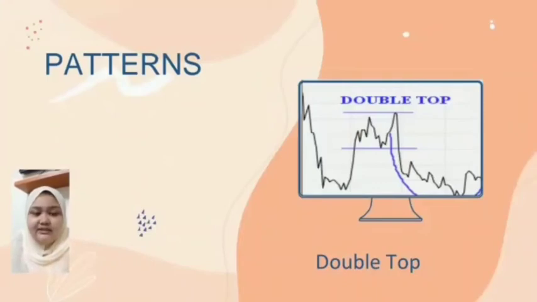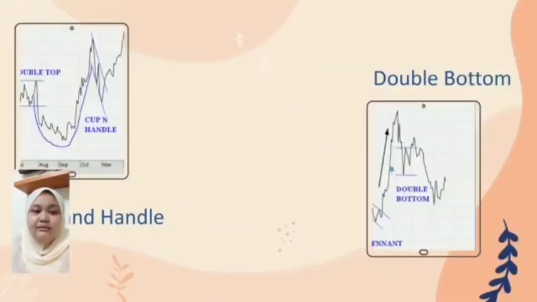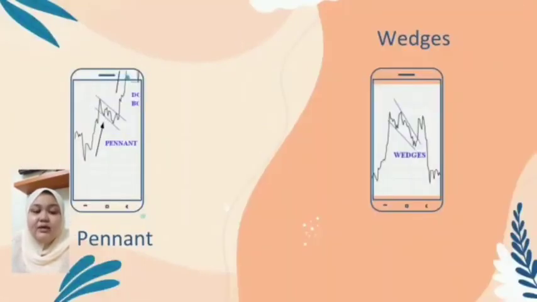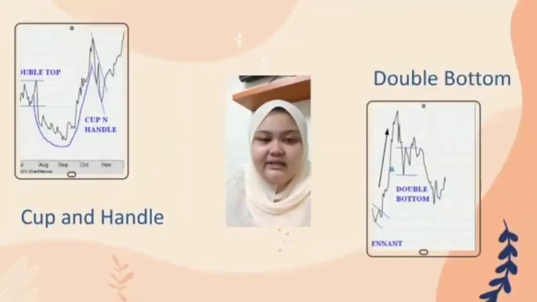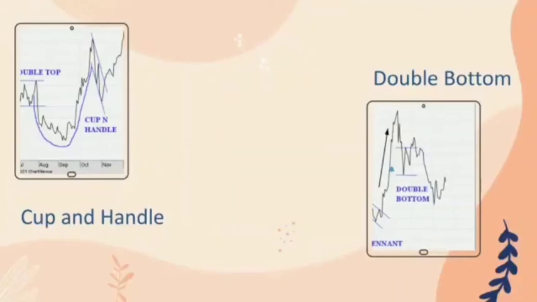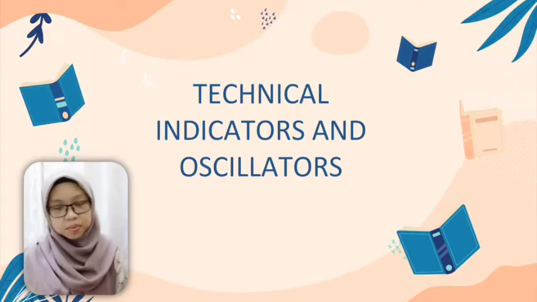Next, I will be explaining about the patterns that we found in the LCTITAN company. There are 5 patterns that we found, which are double top, double bottom, pennant, wedges, and cup and handle. Alright, that is all for my explanation, and I will be passing to the next presenter. Thank you to the previous presenter.